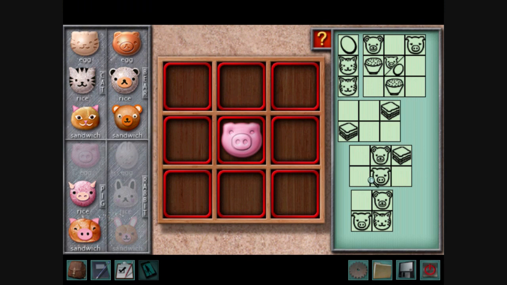This piece tells us that in the middle we have a bear above a pig. It's obviously not here, so it's over here. The bear is going to be here, pig's going to be here, sandwich is going to be here. Let's put that all in my notes.